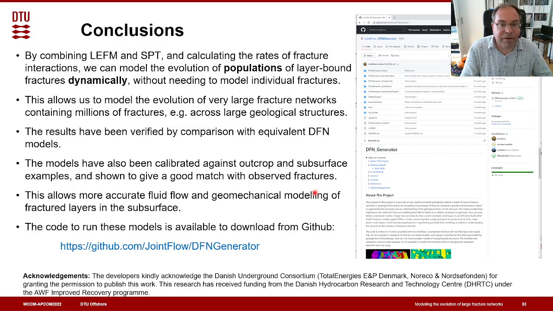These results have been verified both by comparison with equivalent cumulative density distribution functions calculated empirically for DFN models, but also by comparing them with fracture populations observed in outcrop and subsurface examples, where they've been shown to give a very good match with the observed fracture populations. And this allows us to model fluid flow and geomechanics of naturally fractured layers in the subsurface much more accurately.